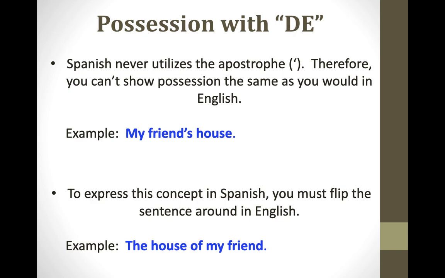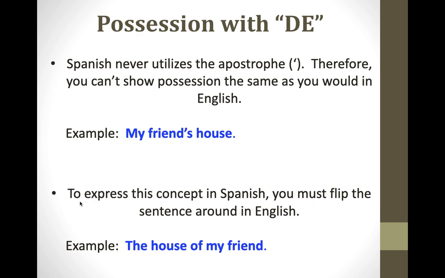The word de can also mean of, all right? So Spanish never utilizes the apostrophe. You may not realize that, but they do not use an apostrophe, okay? Therefore, you cannot show possession the same way as you would in English. So look at this example. In English, you would say my friend's house to express the idea that the house belongs to your friend, right? You're showing possession. But you cannot use that same formula because in Spanish, there is no apostrophe.